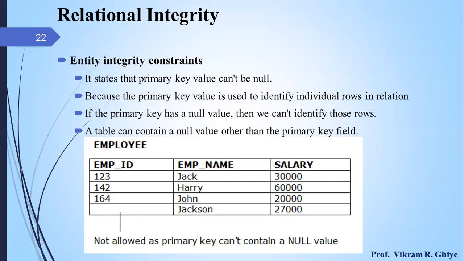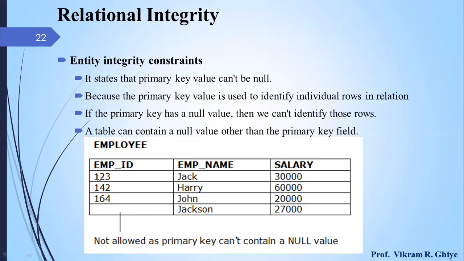So primary key should not be null, otherwise it will create a major problem with our database. A table can contain a null value other than the primary key field. This is what the entity integrity suggests: if a particular attribute is the primary key, then that value of the primary key should not be null. But the other attributes may be blank, while the primary key can't. For example, I would like to explain with respect to this given table.